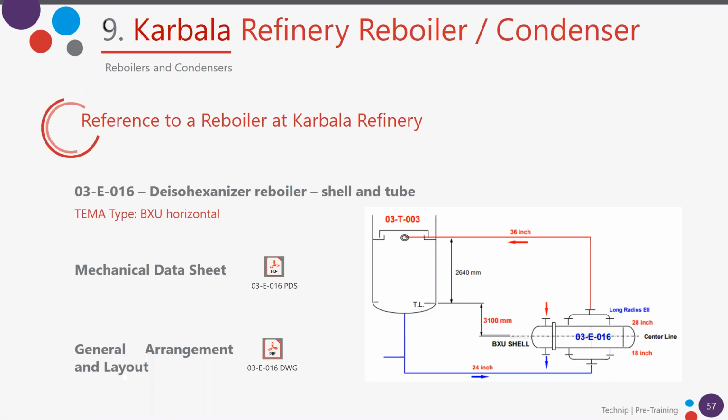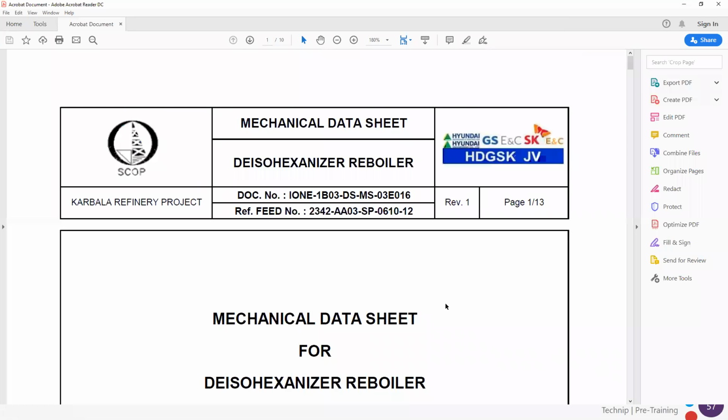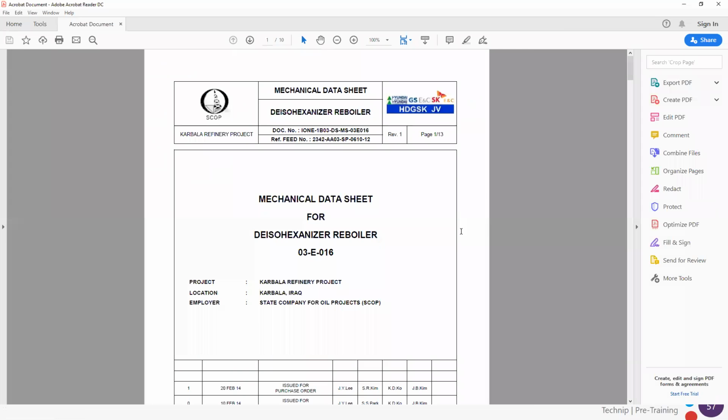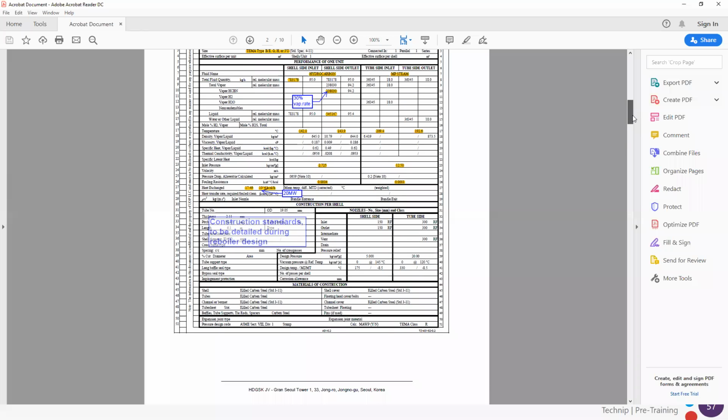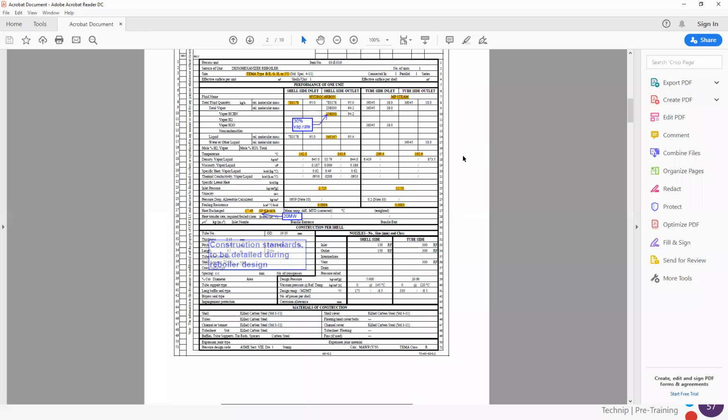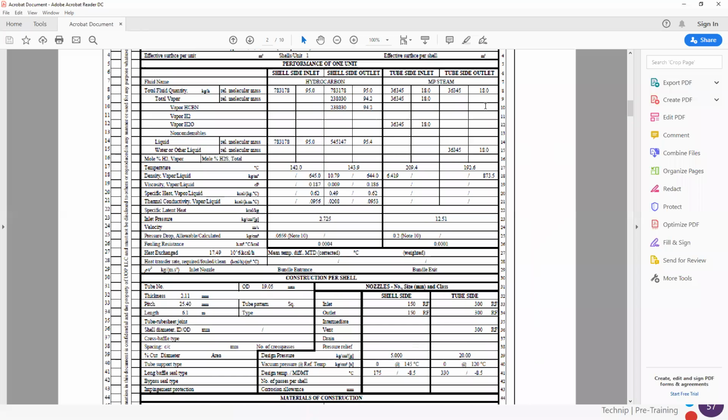Just, this usually should work. Now, okay. So we have the mechanical datasheet with the process specification.